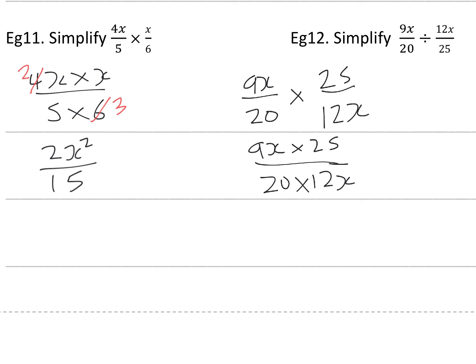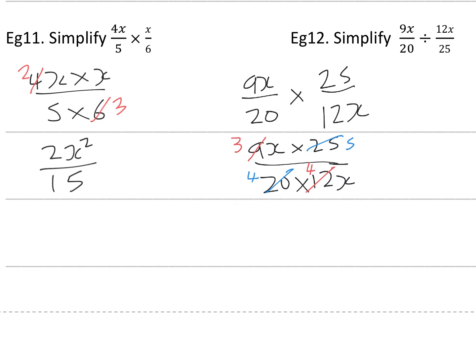Now here we've got quite a few common factors. There's a factor of 3. Divide the 9 by 3 to get 3. Divide the 12 by 3 to get 4. You can also find the factor 5. Divide 25 by 5 to get 5. Divide the 20 by 5 to get 4.